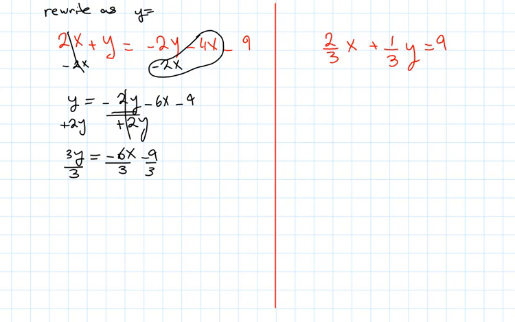And finally we divide everything by 3, because that 3 is multiplied by y and we just want y again. So here we end up with y. 3 divided by 3 is just y. Negative 6 divided by 3 is negative 2x. And at the end, negative 9 divided by 3 is negative 3.